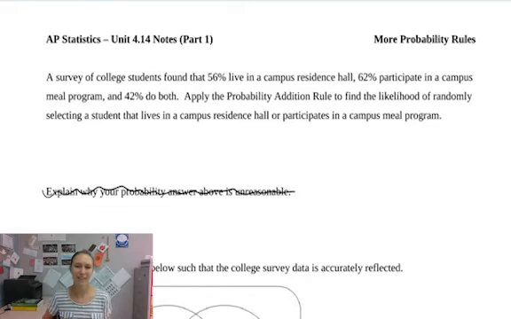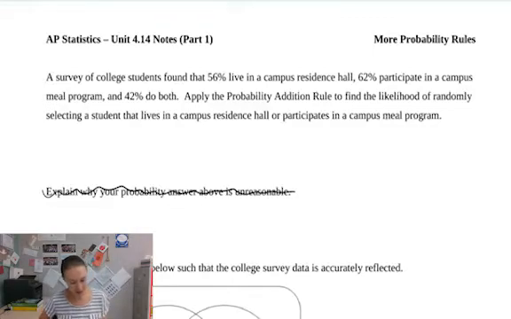Hey class, today we're going to be looking at section 4.14, part 1 for AP statistics. We're going to be looking mostly at the general addition rule, which is for the union of two events. So let's start with an example here.